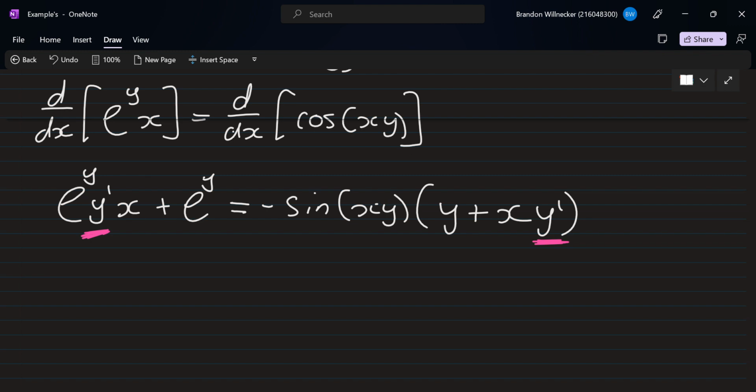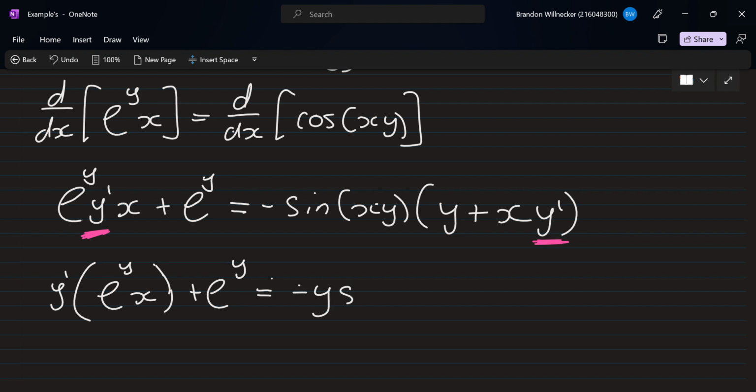Okay, so let's expand that right-hand side. So we're going to have y prime, let's put that out in front, e to the y times x plus e to the y is equal to minus y sine xy minus x y prime sine xy.